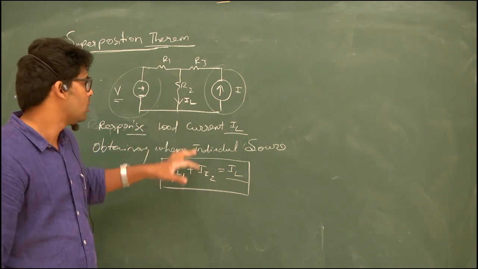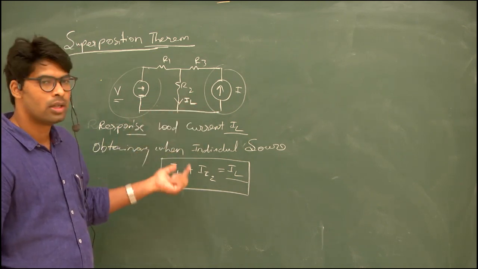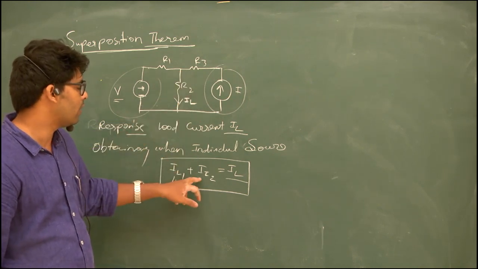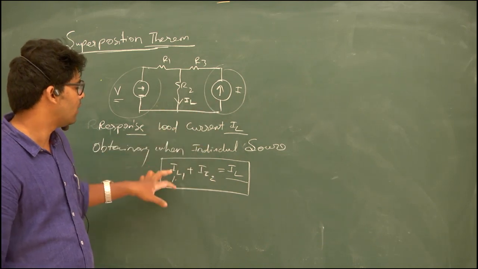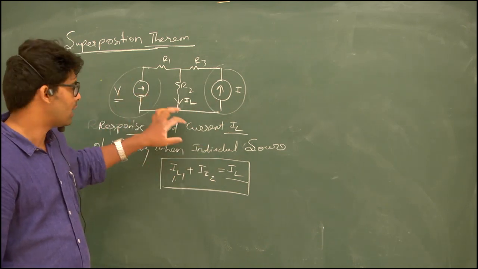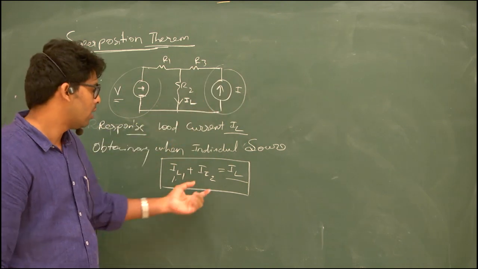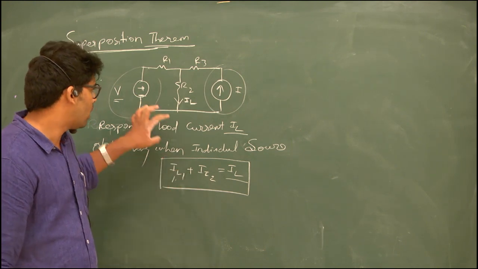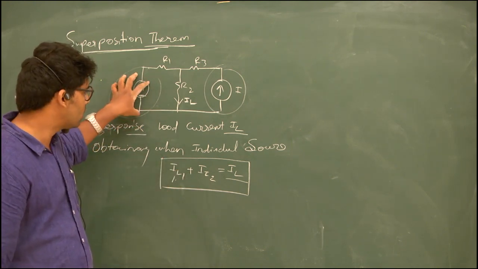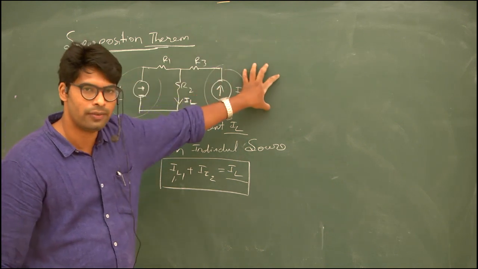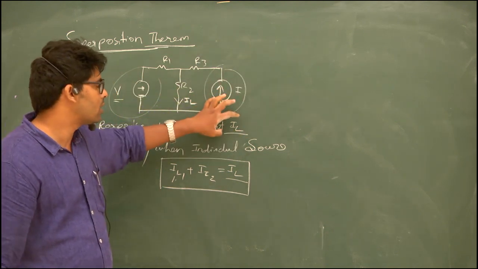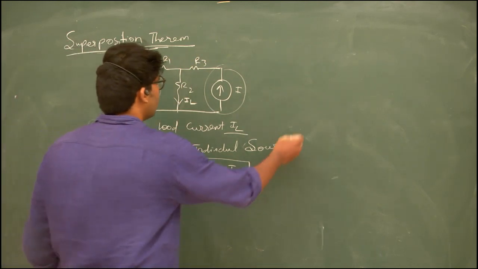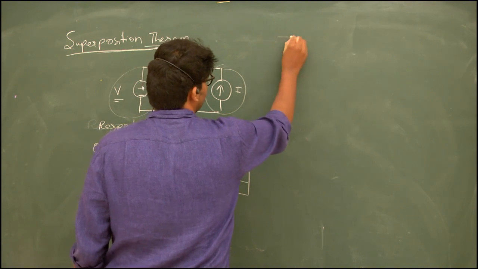For that circuit, instead of IL, you may take the voltage across R2. VL1 is the response when voltage source V is acting, and VL2 is the response when the current source is acting. What is required is that when one source is acting, the remaining sources should be nullified or neglected. Keeping this in view, let us solve one small circuit by the superposition theorem.